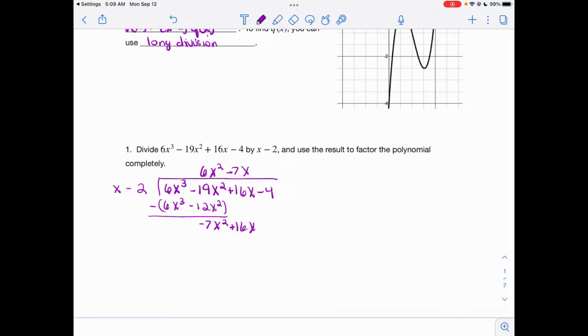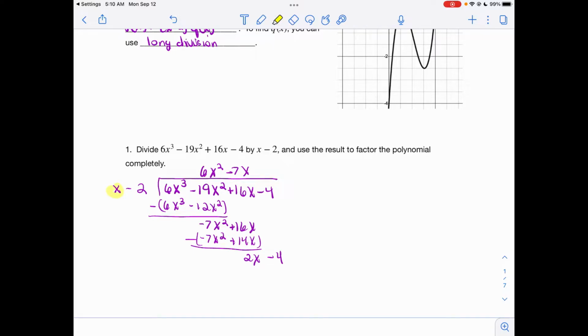7x. So negative 7x times x is negative 7x squared. Negative 7x times negative 2 is positive 14x. And then subtract those, and that gives us 0. 16x minus 14x gives us 2x. We'll bring down the next term.